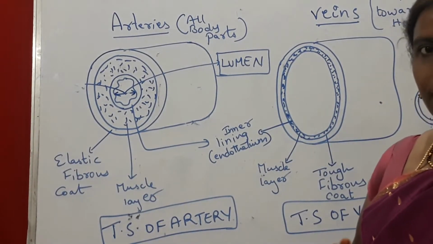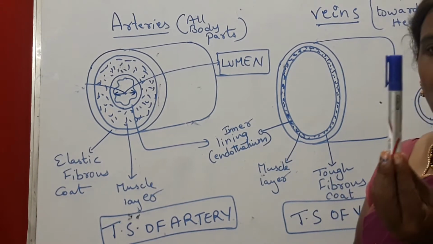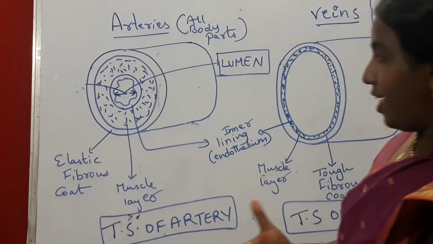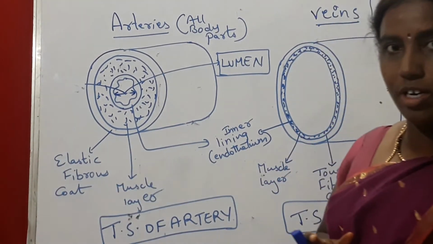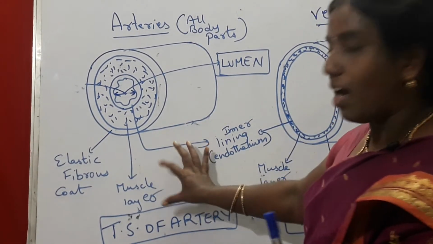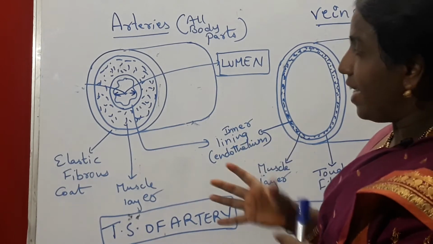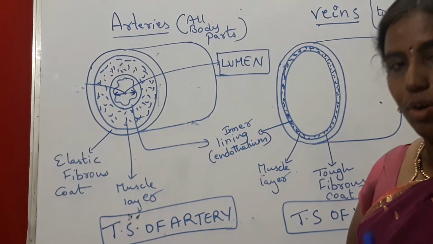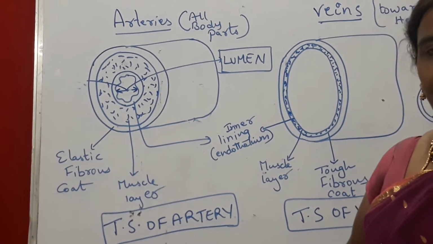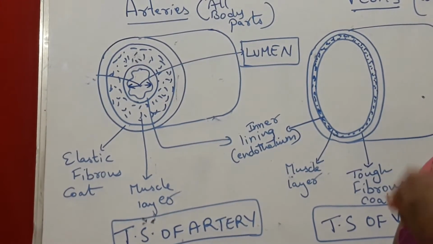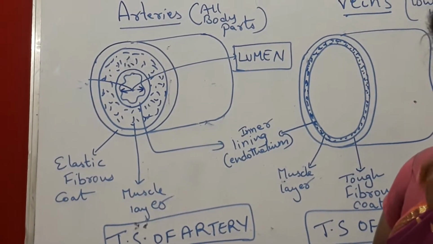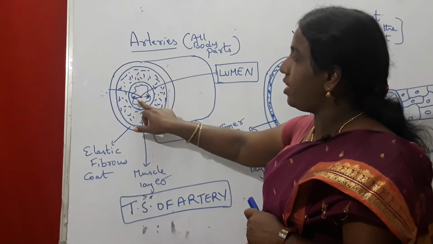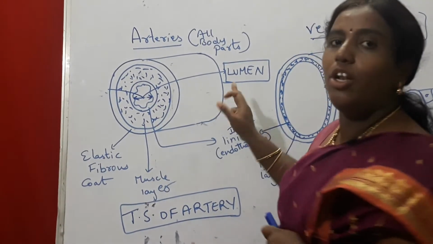So the artery looks like a thick-walled structure because it contains an elastic fibrous coat, a very thick muscular layer, and internally it is covered by inner lining endothelial cells. At the center there is a small hole-like structure through which blood can pass. That small passage I have drawn here like an arrow, that is the lumen.